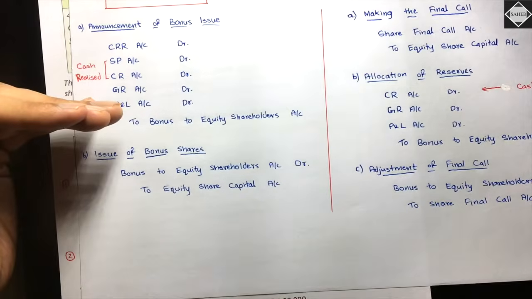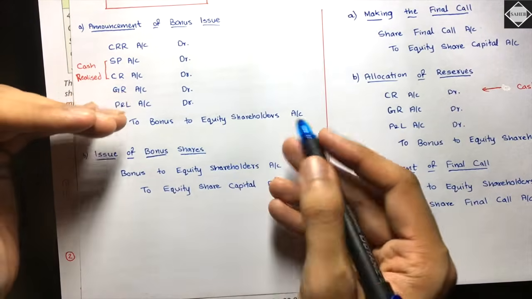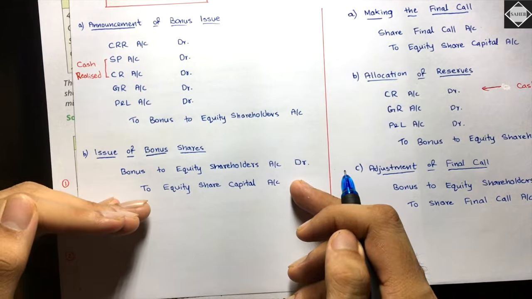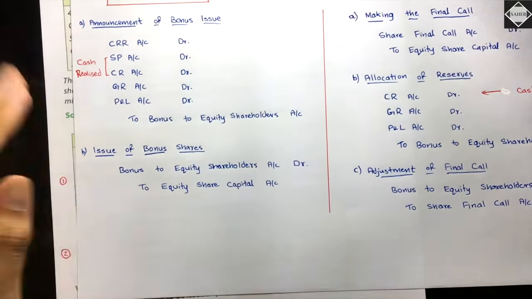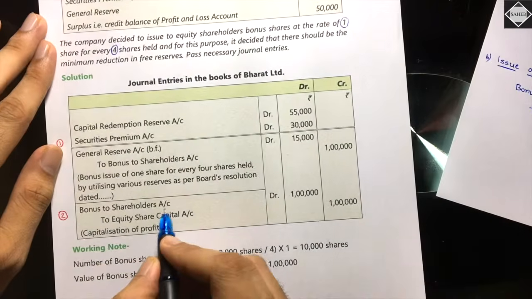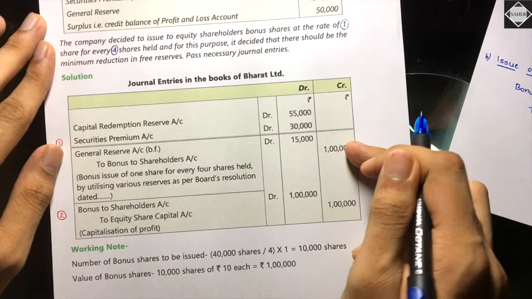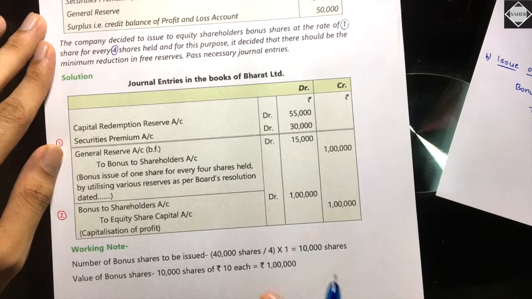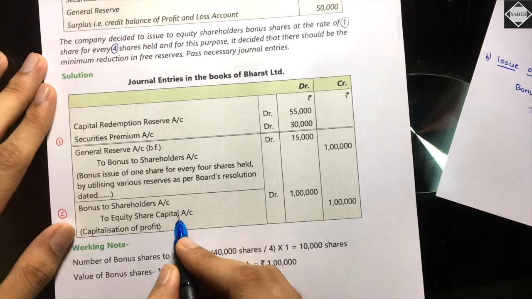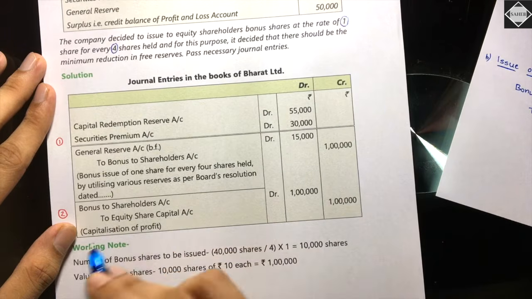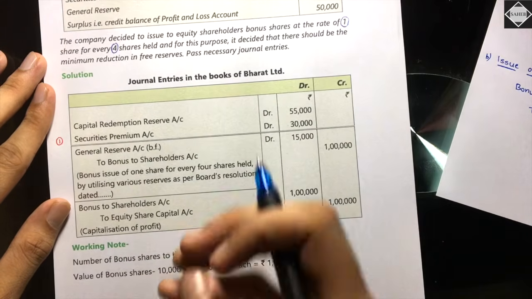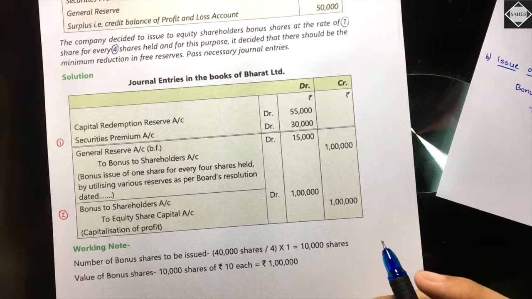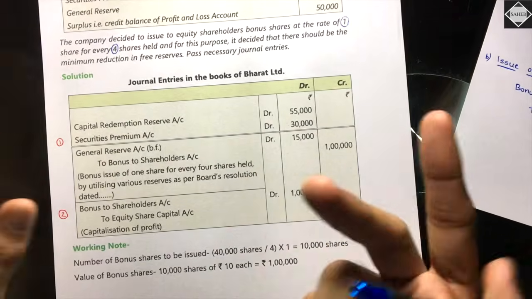We have decreased the reserve, value has gone to a temporary account, and then at a later date you have to cancel this account and transfer the value to equity share capital. Capital will be increased. Is that clear? That is what you have to do. So see here, bonus to equity shareholders account debit, you have cancelled. 1 lakh was credited, now you have debited over here and it has been cancelled, and then the value will flow to equity share capital account. Is that clear? Capitalization of profit. The profit has been capitalized, it has been converted into capital. Okay, so this is what you have to do. It's really simple, just 2 journal entries and the problem is over, right?